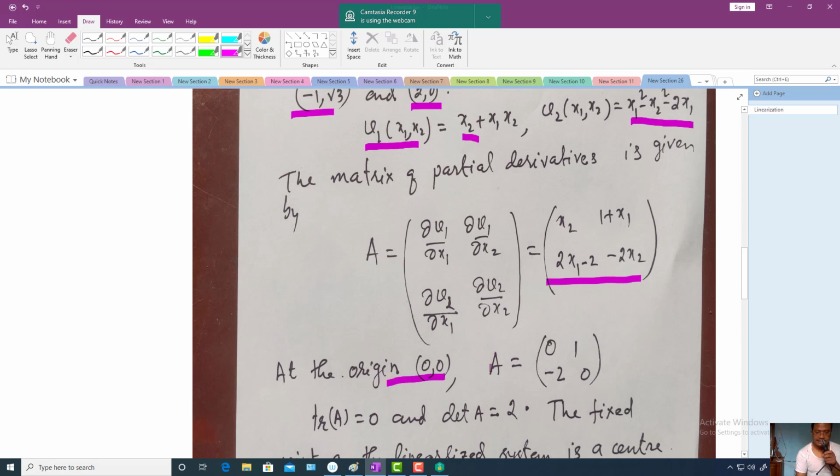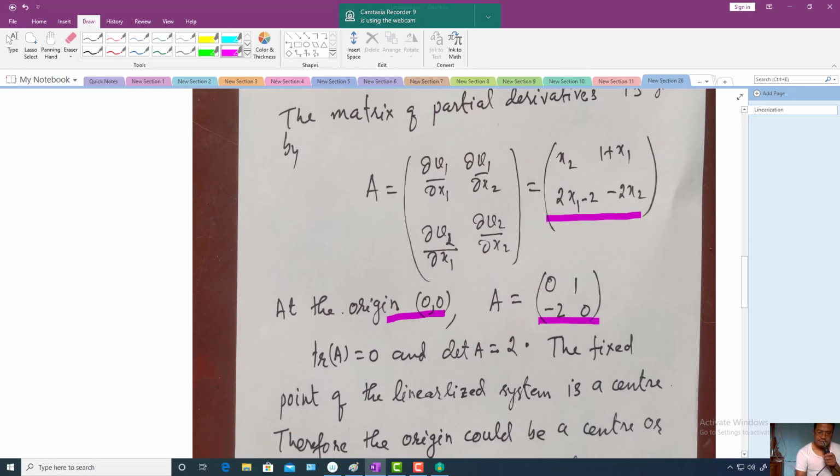So at the origin, what is A? At the origin you put (0, 0), then this is 0, this is 1, this is -2, this is 0. So you get the matrix 0 1, -2 0. This is the coefficient matrix. For this one, what is the trace? The trace is 0 plus 0, which is 0, and the determinant is equal to 2.